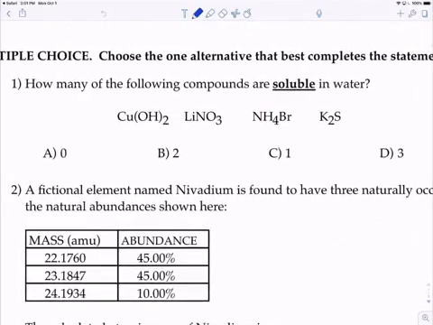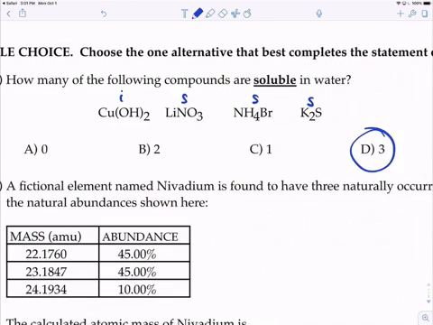And which of the following are soluble in water? This one here is insoluble, that one's soluble, soluble, soluble. So all alkalis, all ammoniums are soluble, and hydroxides tend to be insoluble. So how many of these are soluble in water? It's three. Three of them are soluble. So questions with this one?